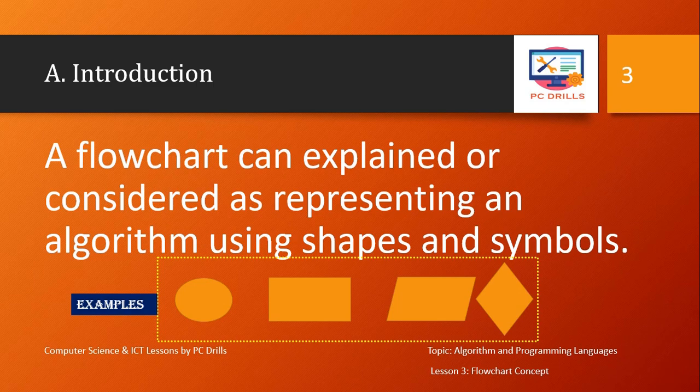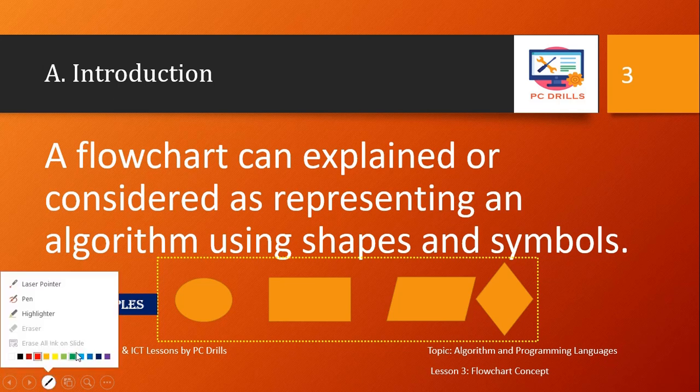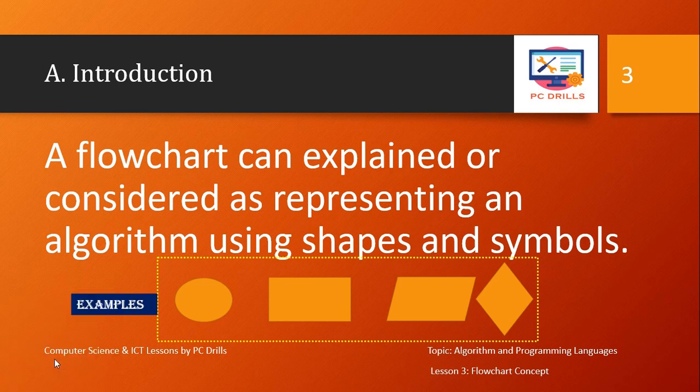So what is a flowchart? A flowchart can be explained or considered as representing an algorithm using shapes and symbols. When we say shapes and symbols here for a flowchart, we have specific shapes that you can use for translating an algorithm into a flowchart. So a flowchart is simply you representing an algorithm, but you are using shapes or symbols.